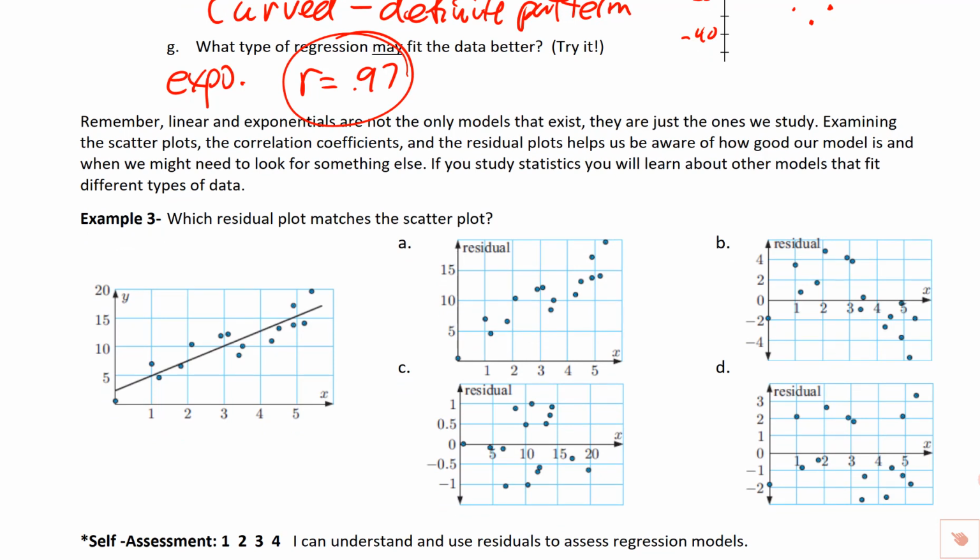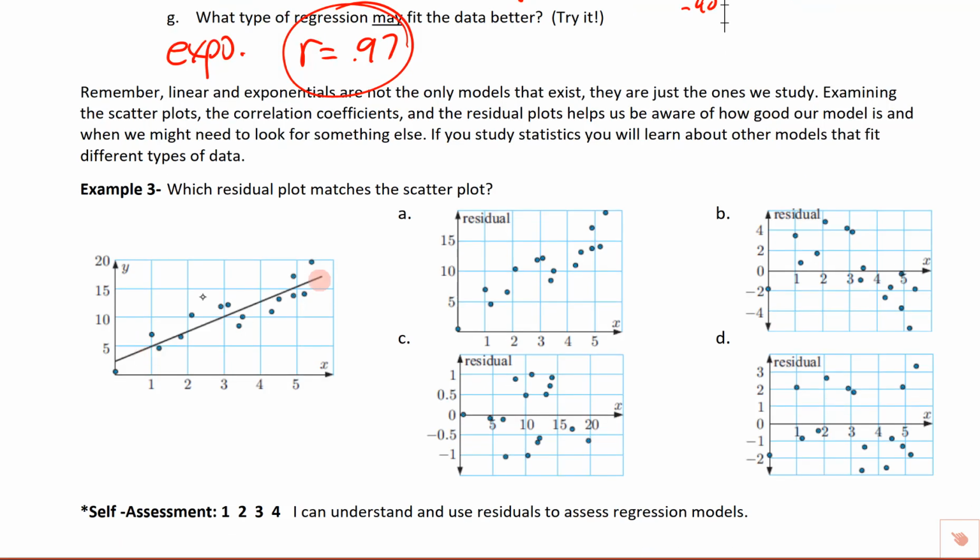Okay, so that's what the scatter plots and the correlation coefficients and residual plots, they help us be aware of how well our model works, when we might need to be aware of something else, when we might need to look for something else. And if you study statistics some more, you're going to learn about these more complicated and more advanced modeling methods.